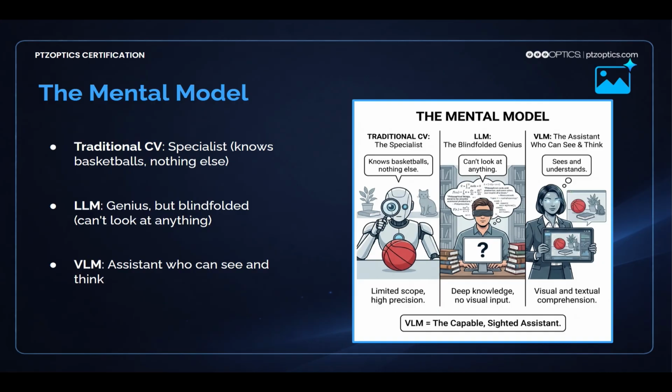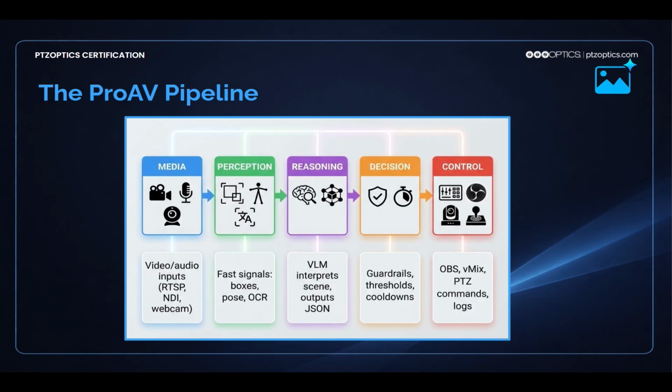And in some cases in this course, we will be using traditional computer vision and comparing it to using a VLM, because traditional computer vision often runs faster and is better for certain things like auto tracking. So we will go into all of that. Now, at a high level, as we do each of these modules, we're going to be going over a ProAV pipeline. And it's very simple.